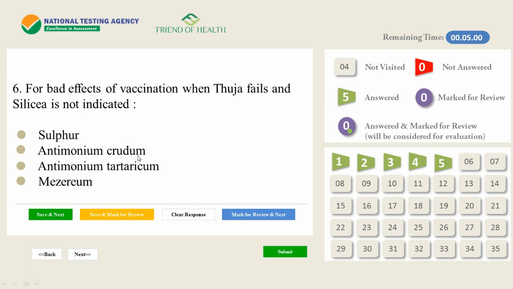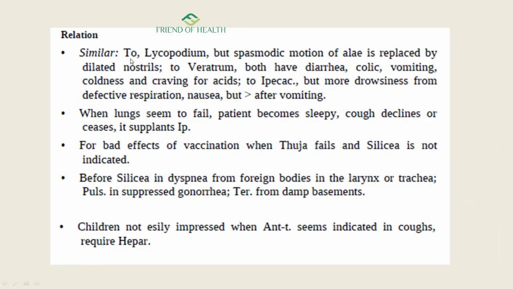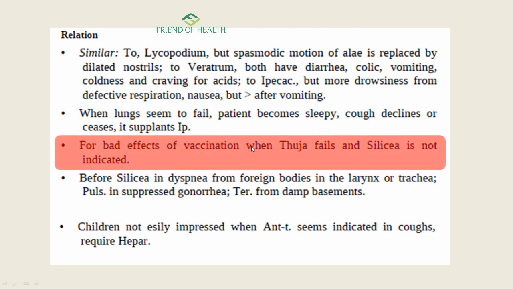Sulphur, Antimonium crudum, Antimonium tartaricum, Meserrium. Here the answer is Antimonium tartaricum. You may get confused with Meserrium as it also has some symptoms from vaccination. So don't get confused. This exact line appears in the Antimonium tartaricum relationship part. If you see the relationship part of Antimonium tartaricum, it is very rich. A lot of points are coming here. You can see: for bad effects of vaccination when Thuja fails and Silicea is not indicated.